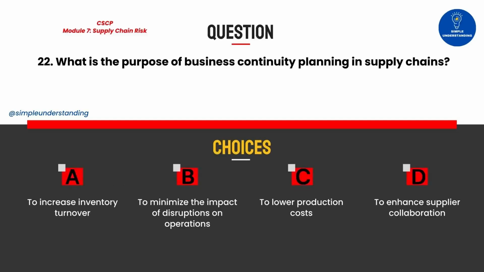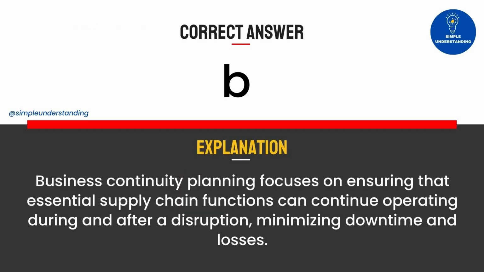22. What is the purpose of business continuity planning in supply chains? A. To increase inventory turnover. B. To minimize the impact of disruptions on operations. C. To lower production costs. D. To enhance supplier collaboration. Correct answer B. Explanation. Business continuity planning focuses on ensuring that essential supply chain functions can continue operating during and after a disruption, minimizing downtime and losses.